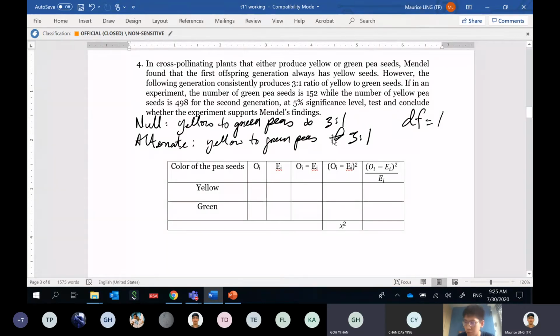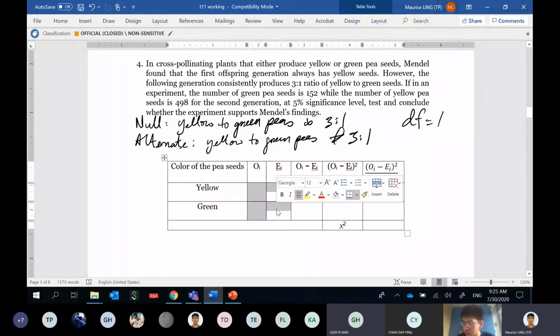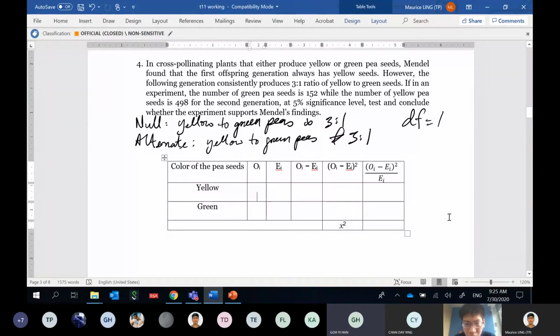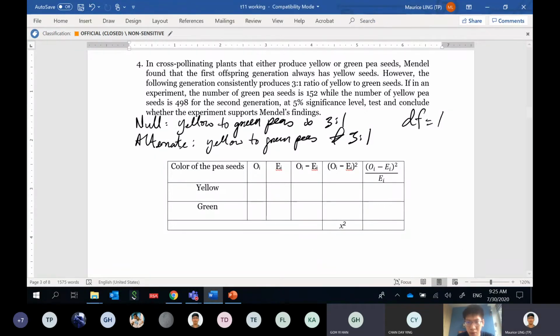Okay, so now based on this, what will be your expected and observed? I need this for these two columns. For observed, for yellow it's 498. And for green is 152. And expected for yellow is 487.5. And then for green is 162.5. Okay. So what is the chi-square statistic? The chi-square will be 0.90.